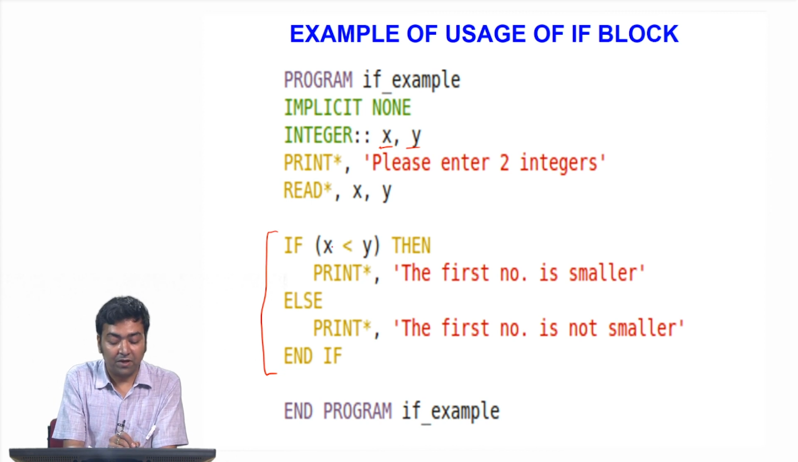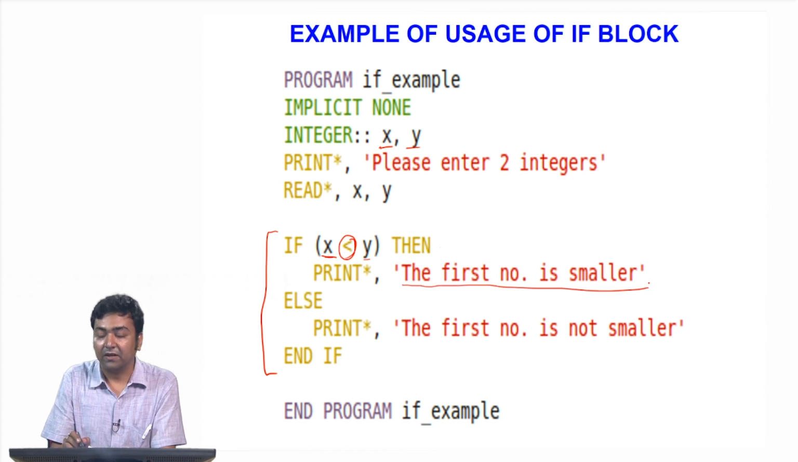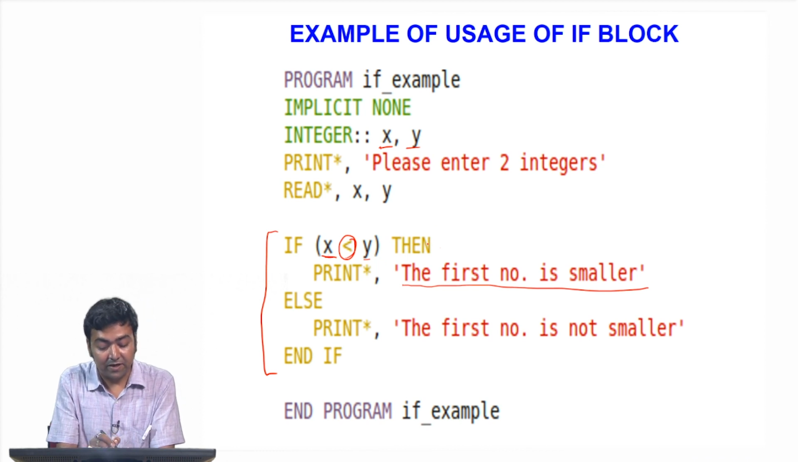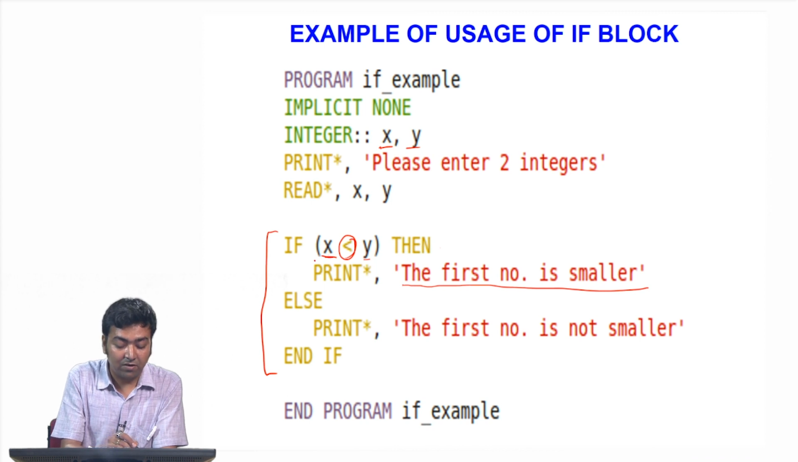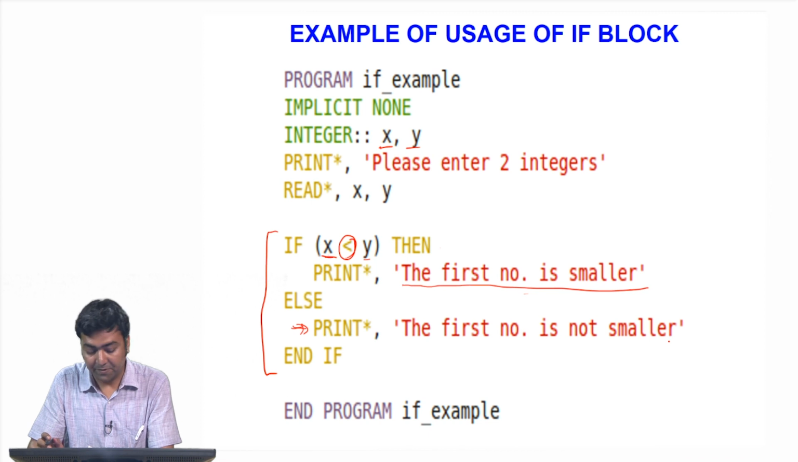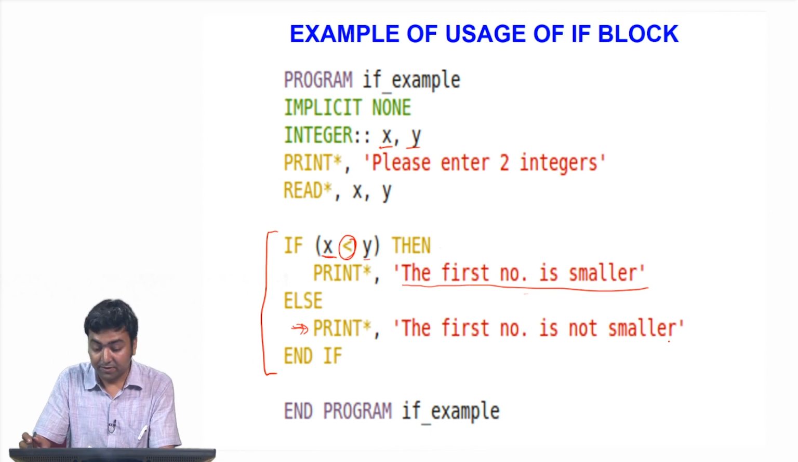I use the if construct in the following way. This is my conditional statement: I check whether x is less than y. If this condition is satisfied, then the code will print this line on the screen. If this condition is not satisfied, that is if x is greater than y, then the code will not execute this block, it will come to this block, and then it will write the statement that the first number is not smaller, and then the program will stop.